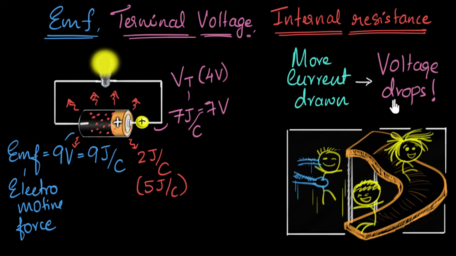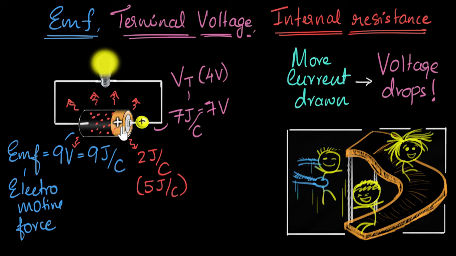Does that make sense now? This is the reason why, as we attached more and more bulbs in parallel, we were drawing more current, more heat loss, and as a result, the voltage across the battery was dropping, and therefore the bulb was glowing dimmer. Similarly, if the charges move slower and slower, then I hope you agree, less heat will be lost and more of that EMF will be available as terminal voltage. So the terminal voltage will increase.